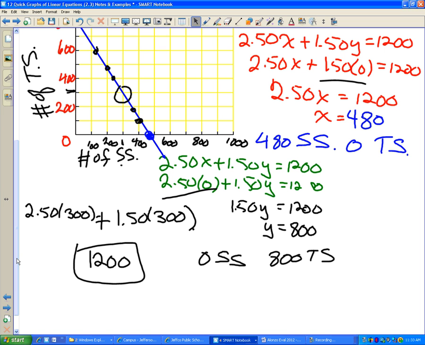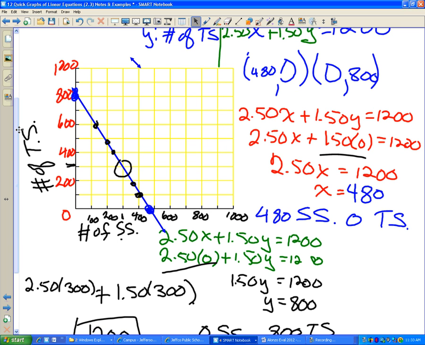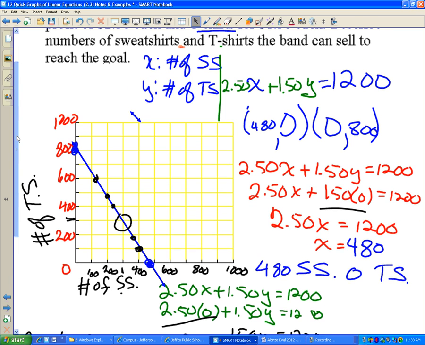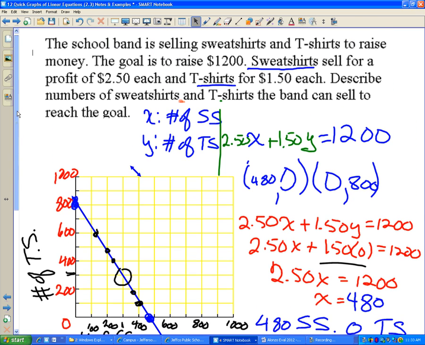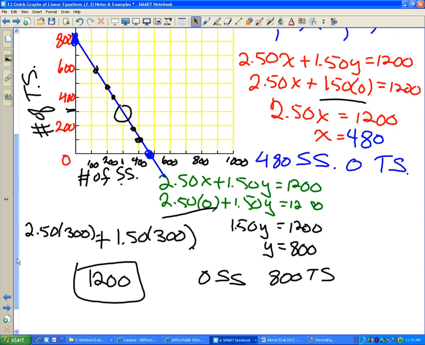Any point on this line is a good answer. Does it matter how many you sell? No. But as long as I sell an X coordinate and a Y coordinate on this line, it's going to give me an answer to my question of making $1,200 by selling sweatshirts and t-shirts. So that's my problem.